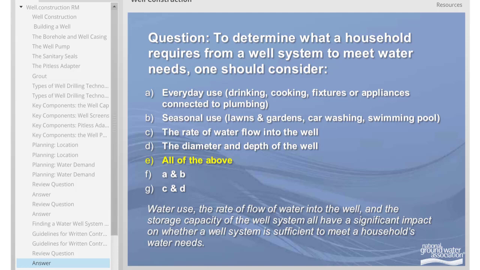The answer is all of the above. Water use, the rate of flow of water into the well, and the storage capacity of the well system all can have a significant impact on whether a well system is sufficient to meet the household's water needs.